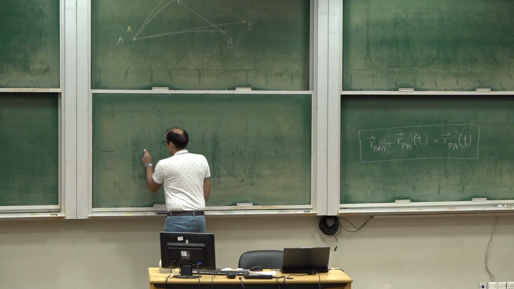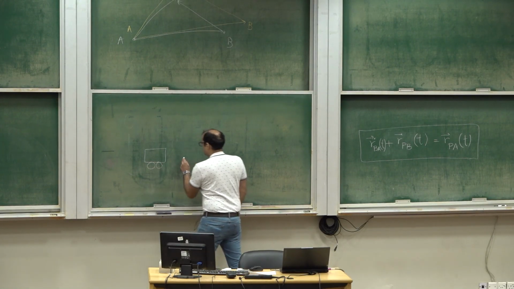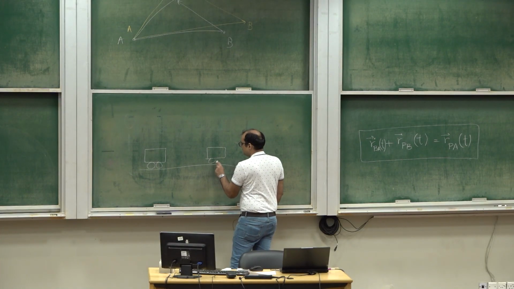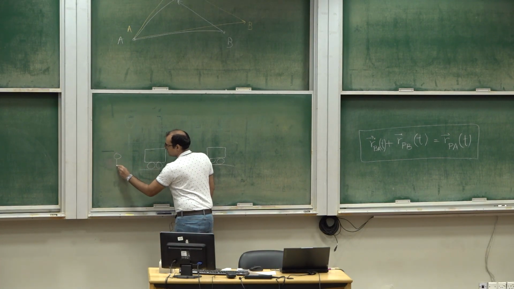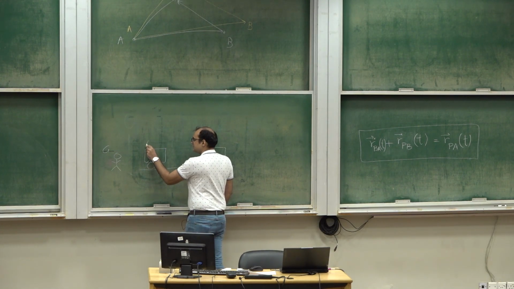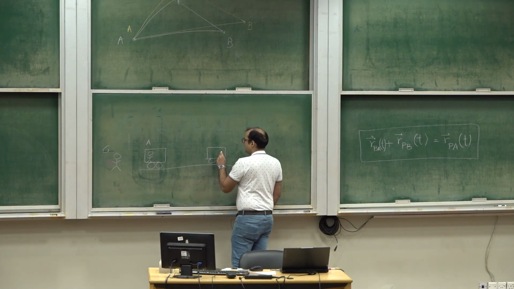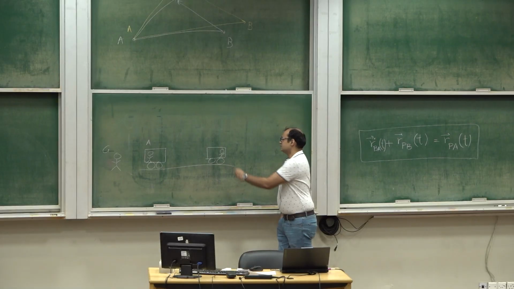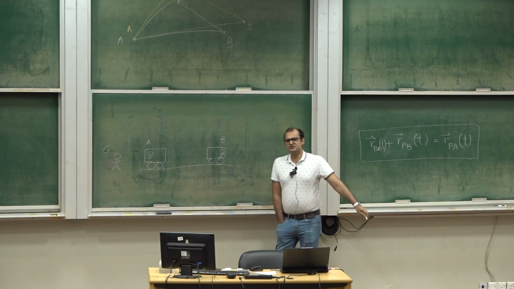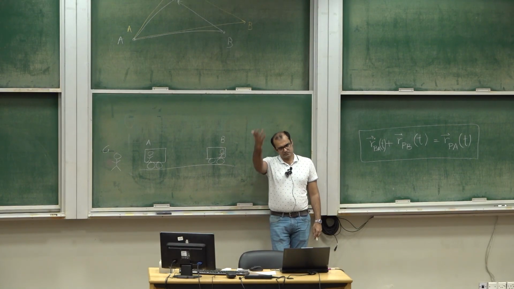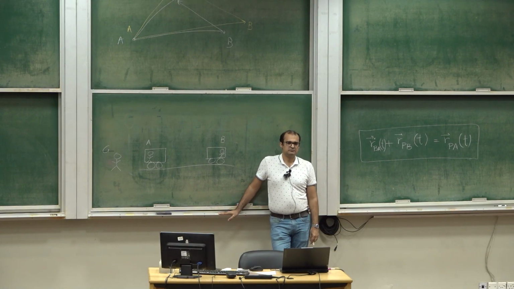So for example, you have a car and you have another car and you have an observer on the ground. So there's a ground observer, this is a car with observer A, and this is an observer B. So this is car A, this is car B. I tell you that the speed of car B is 80 kilometers per hour.